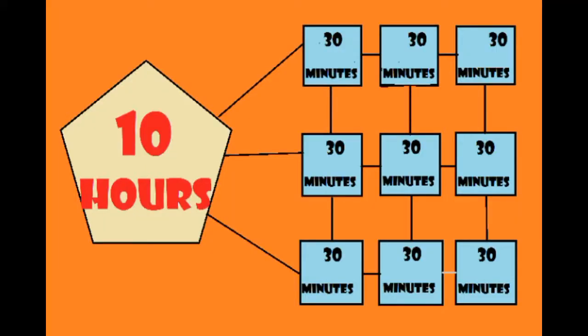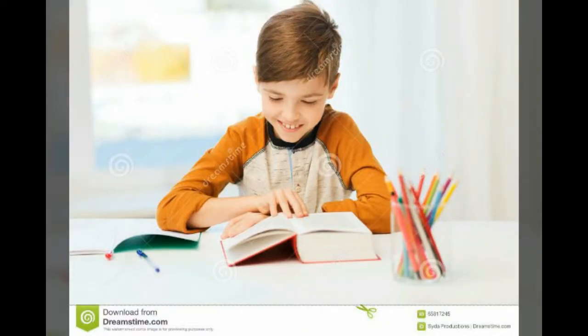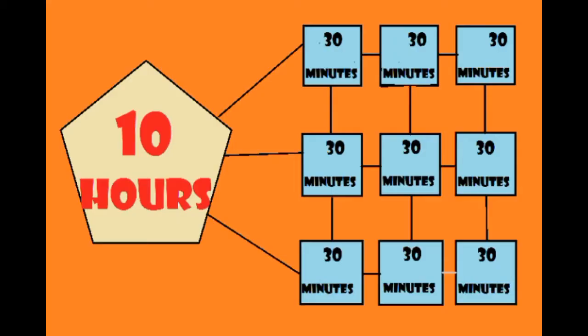Eighth method is break long study sessions into separate small study sessions. If we take a 10 hour huge study session as an example, we can separate that big session into small sessions of 30 to 40 minutes. This will help you to store more information in your brain in a well-organized manner.